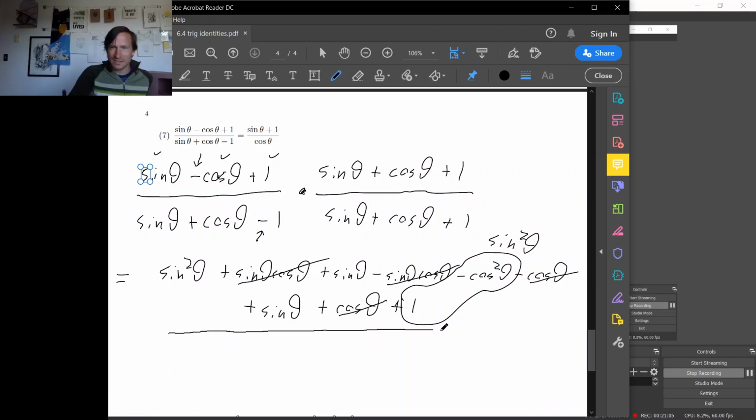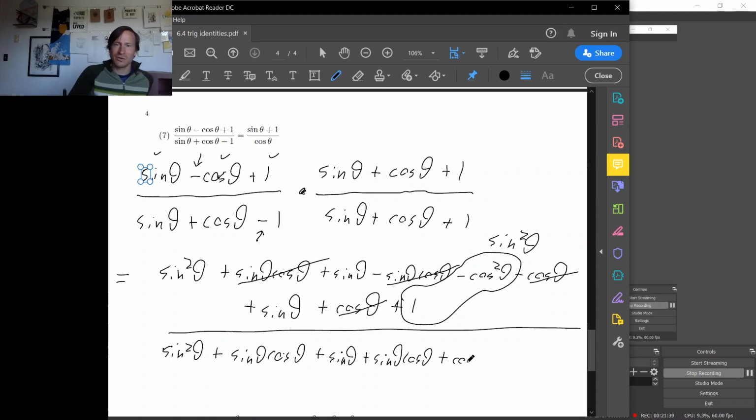Okay. Now for our denominator. It's going to be a similar thing, but the plus and minus signs are going to be different. So sine theta times sine theta is sine squared theta. Sine times cosine is plus sine theta cosine theta. Sine times 1 is sine theta. Cosine times sine is plus sine theta cosine theta. Cosine times cosine is plus cosine squared theta. Cosine times 1 is plus cosine theta.